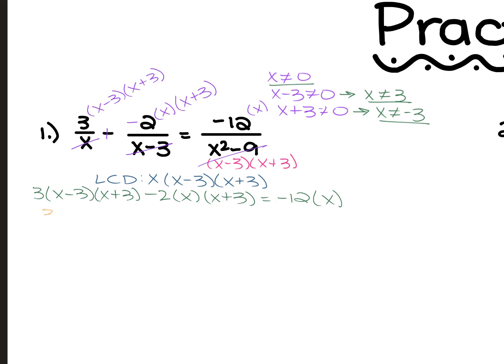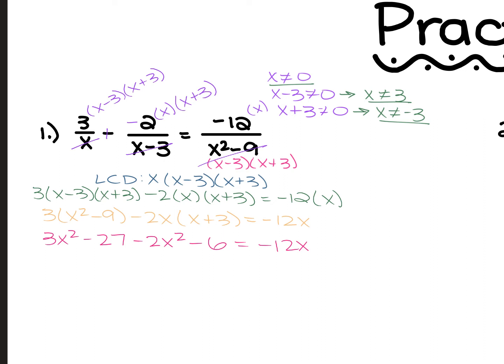It's going to leave us with 3 times x squared minus 9. The negative 2 times x is negative 2x. We're going to multiply that by x plus 3. And then that negative 12 times x is negative 12x. We're going to distribute the 3 in. We're also distributing the negative 2x in. So it's going to give us 3x squared minus 27 minus 2x squared minus 6 is equal to negative 12x.